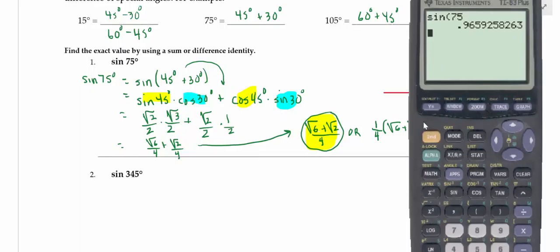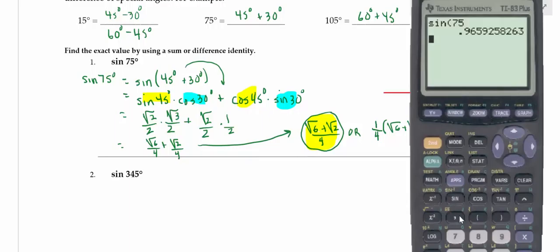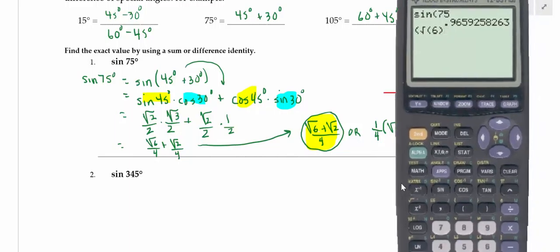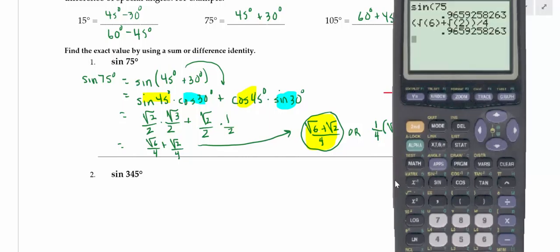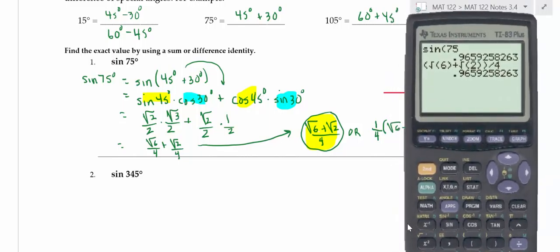If I take the answer that I got, you'd have to put this in your calculator like this. You'd have to go square root of 6, closing the parentheses, then you'd have to go plus square root of 2, and then close parentheses and divide by 4. And if you did that, you should get exactly the same answer that we got. So you can tell by checking your answer on a calculator that this is correct.